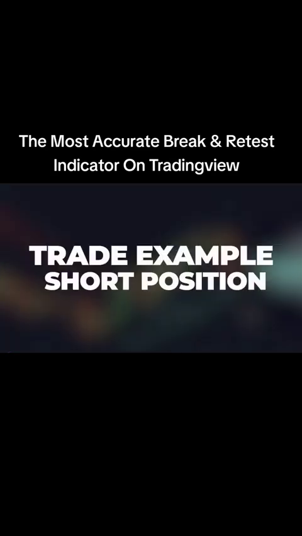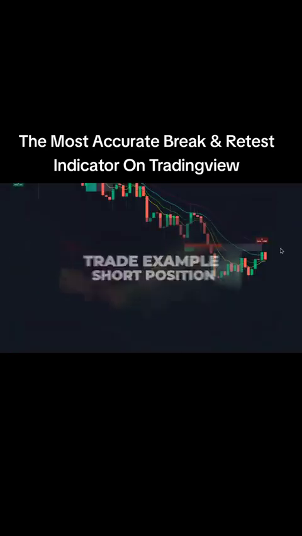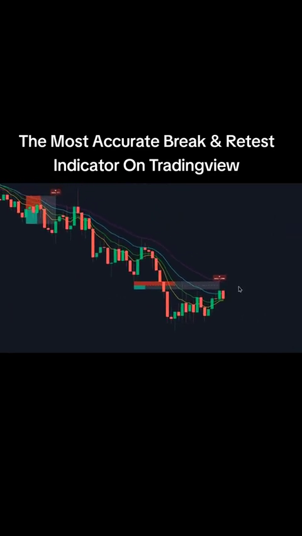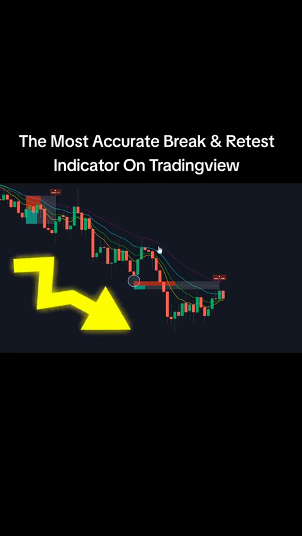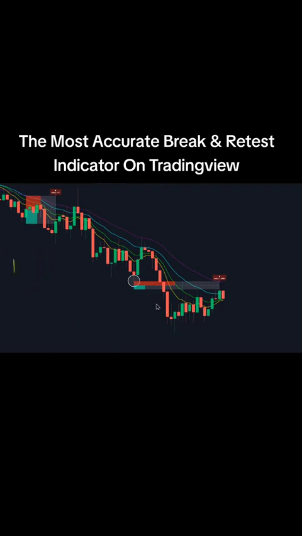Now, for a short position, it's going to be the opposite. You basically want to identify a bearish break and retest of the most recent support level, and that break and retest should be happening within a bearish trend. Right now, you can see if we look from the resistance level all the way to the entry candle, none of the 4 EMAs touched any other. They are far apart from each other, which makes this a valid bearish trend.